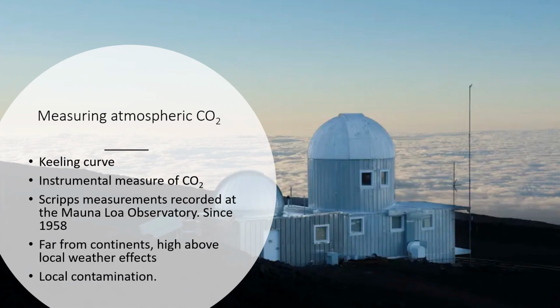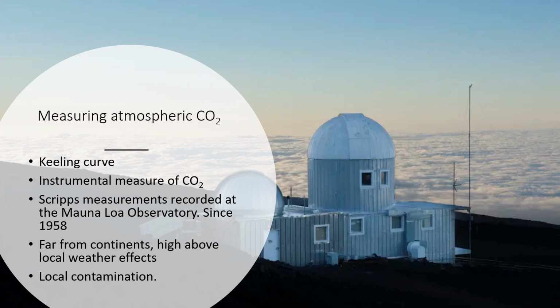To do it, we need to have good measures of atmospheric carbon dioxide, or CO2. And for that, we have what are called instrumental measures. People physically go out and measure the amount of carbon dioxide in the atmosphere. And because of that, we have what's called the Keeling curve. Keeling was a scientist who worked measuring CO2 and set up the Mauna Loa Observatory.